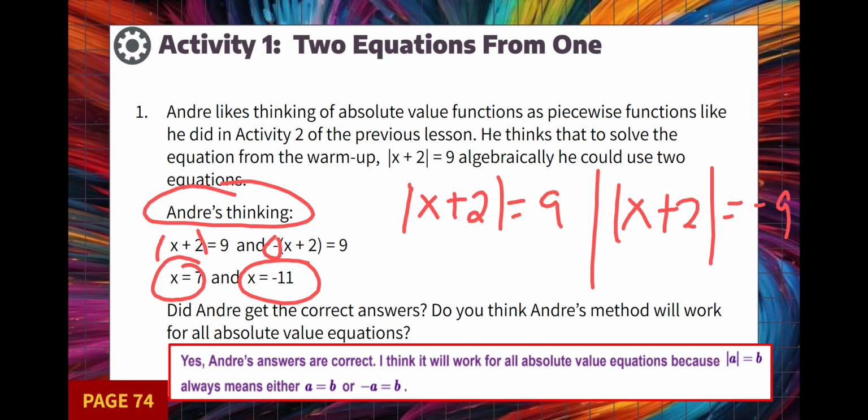Do you think Andre's method will work for all absolute value equations? I would say yes, because Andre's answers are correct. I think it will work for all absolute value equations because absolute value of A equals B always means either A is equal to B or negative A is equal to B.